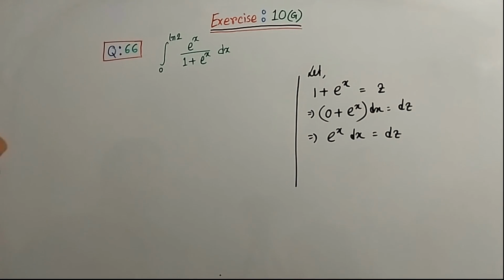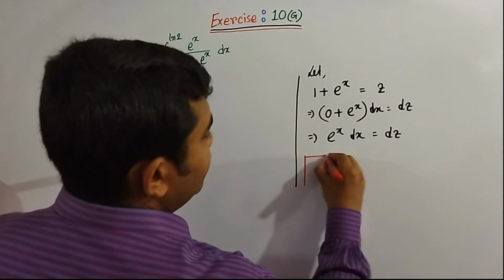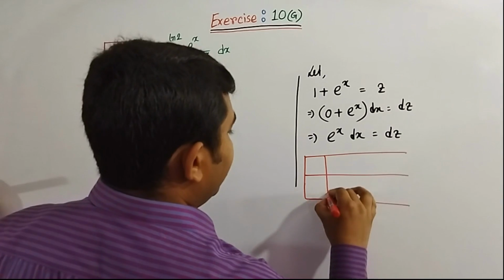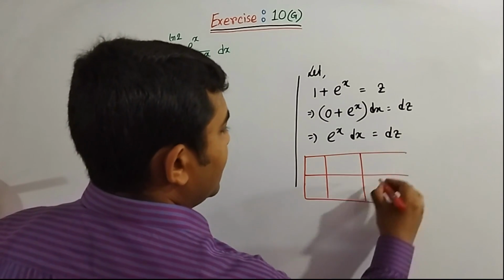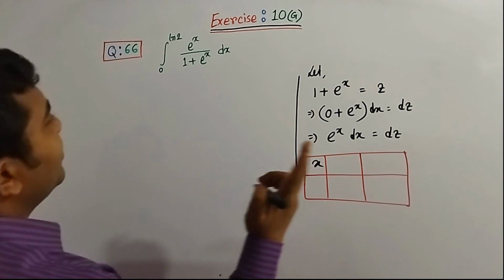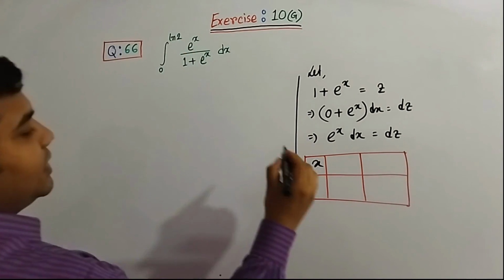And here two values are given for x. So for that we will go for a calculation. For x there are two values, one is 0 and the other is ln 2.